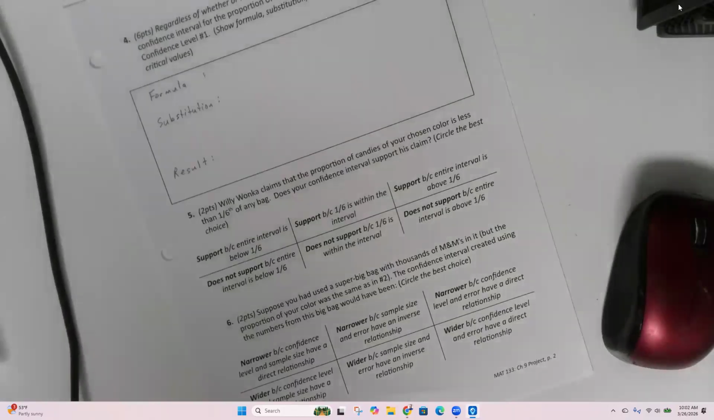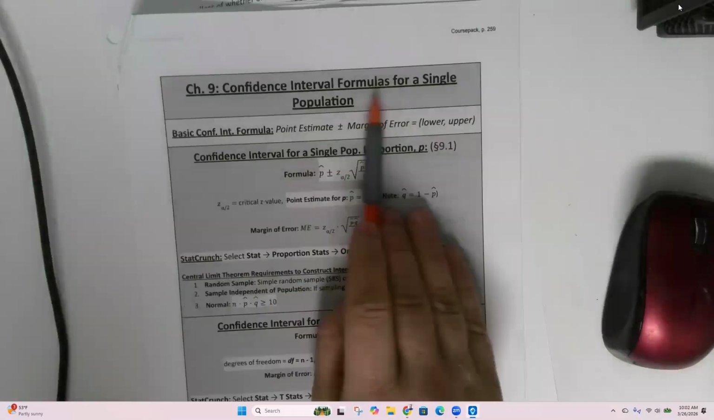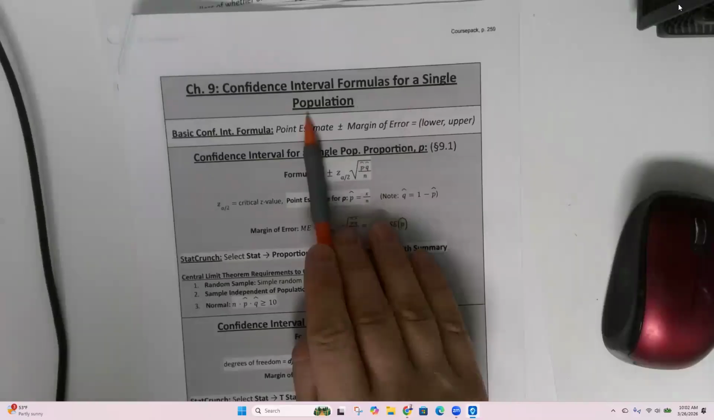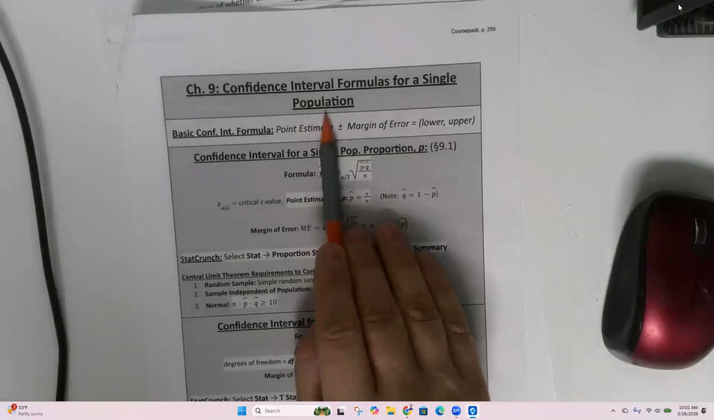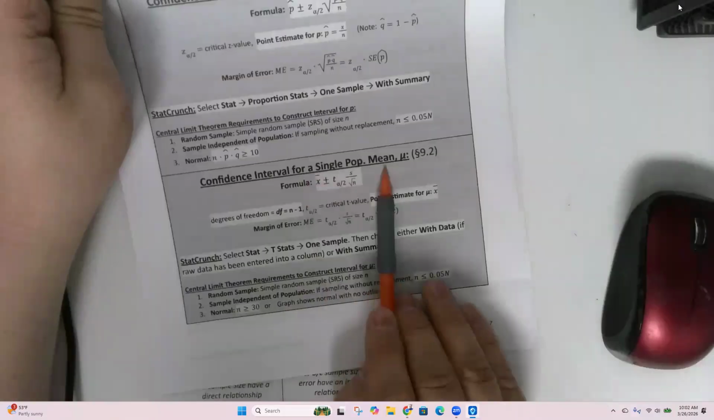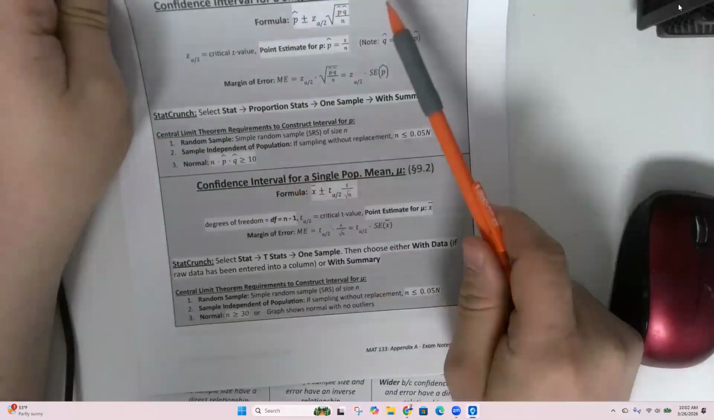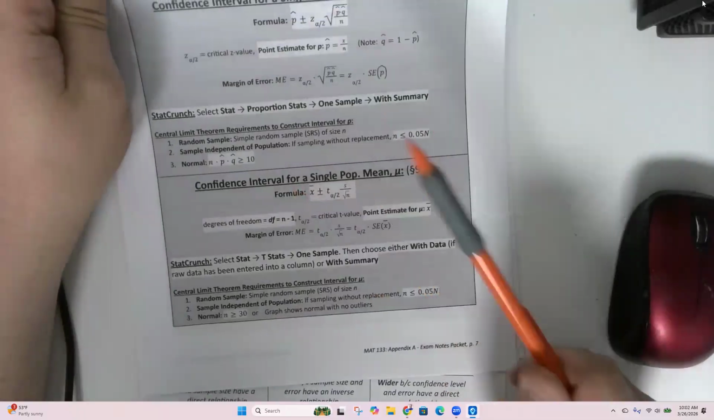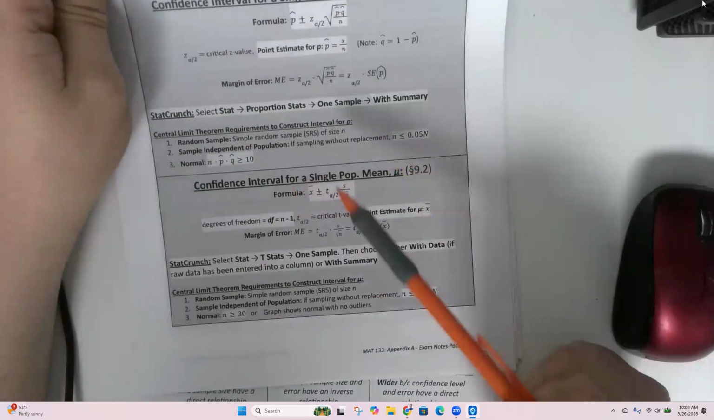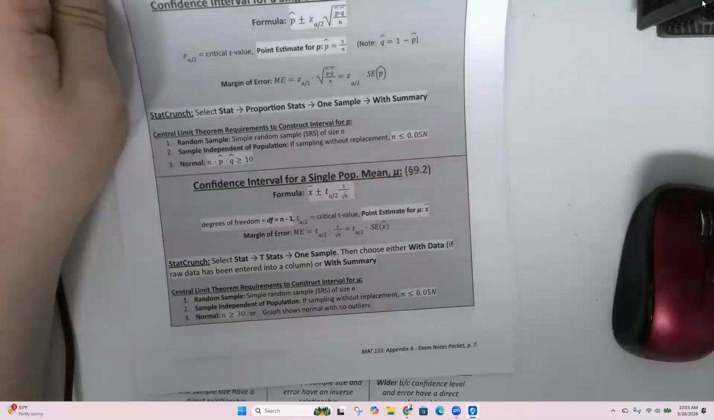Okay, so the formula is going to be on page 259. On page 259, we have the confidence interval formula for a single population proportion, and then down here for a mean. So again, it's important to pay attention to whether you're looking at proportions or means. Technically, these are very similar. But anyway, we're going to be using this one.